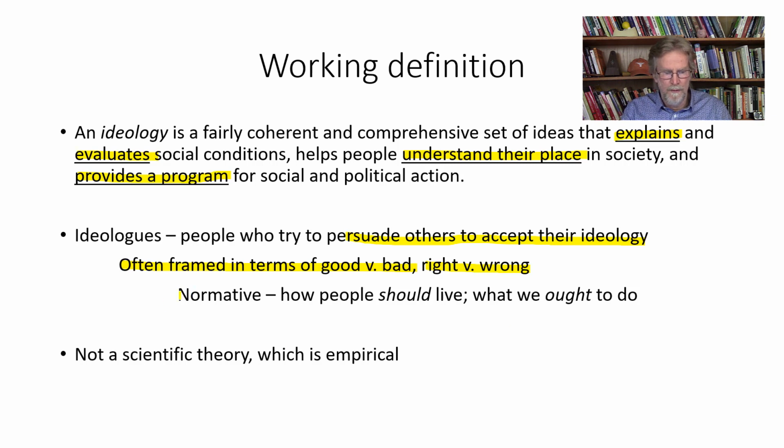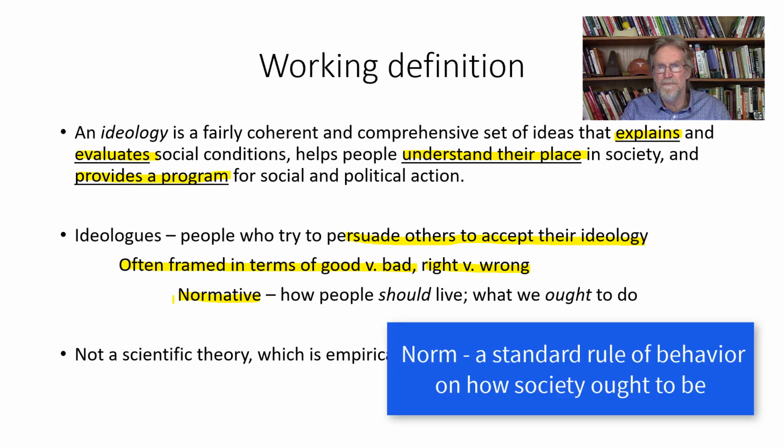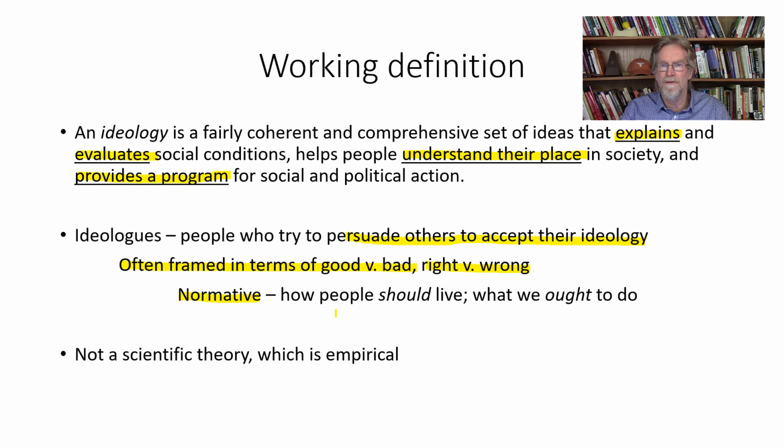So this is what we call normative, coming from the word norms, which I'll go ahead and introduce as well. Norms are the standard rules of behavior in a society that everyone tends to agree on as to how we should live or how we ought to live. Therefore, something that is normative, such as ideologies and beliefs and our opinions, is typically normative because it is expressing how we feel that people should live or what we ought to do.